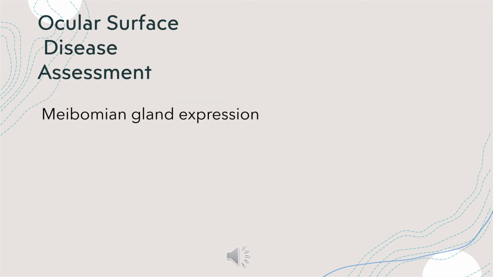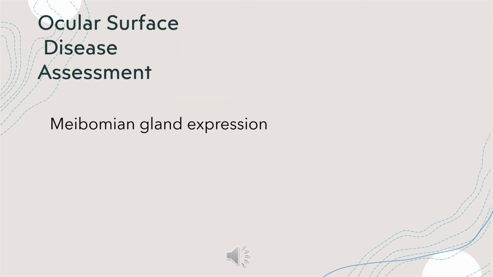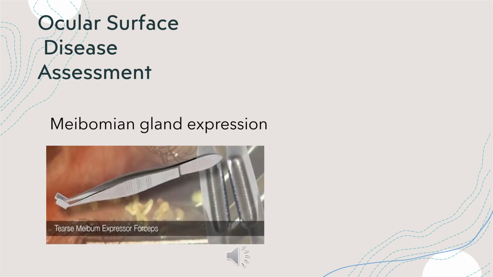Meibomian gland expression is done to determine the quality of oil secreted and how the glands are functioning. Imaging is one thing, but how it works is another. A hot pack is placed on your closed eyes for 10 minutes. Then the eye is numbed with Alcaine eye drops. A stainless steel forceps that is especially designed for your gland expression is inserted around the eyelid. The tweezers are tapered so it's impossible to apply too much pressure. It cannot pinch the lid.